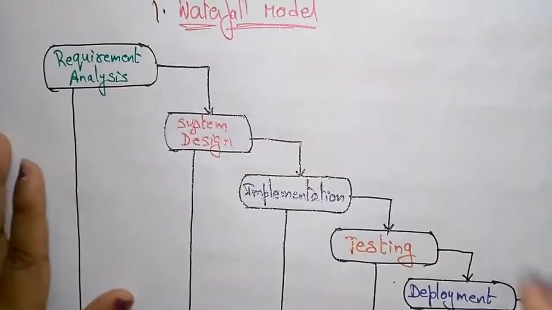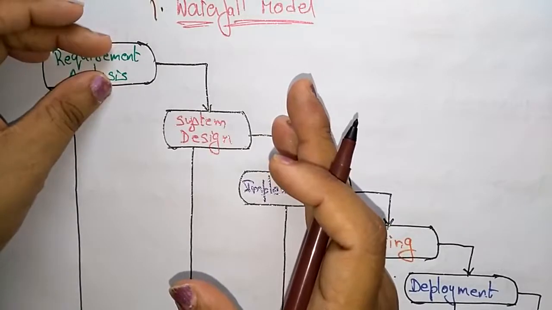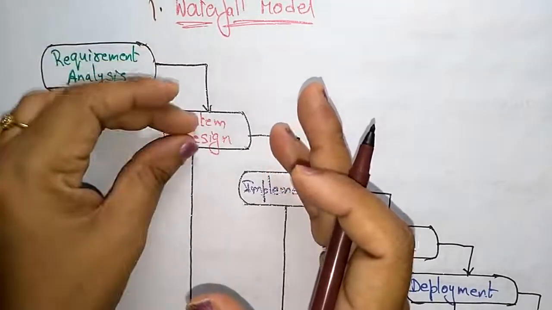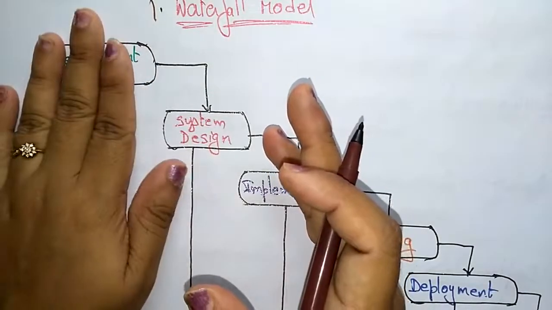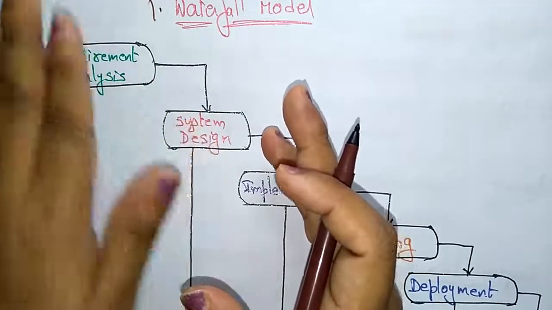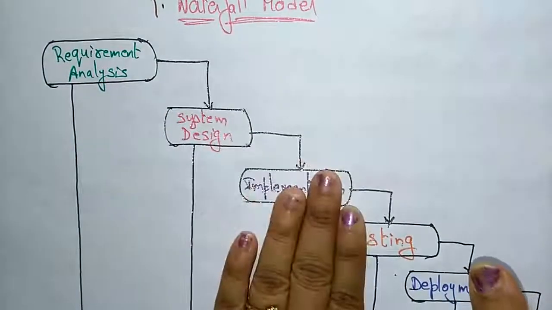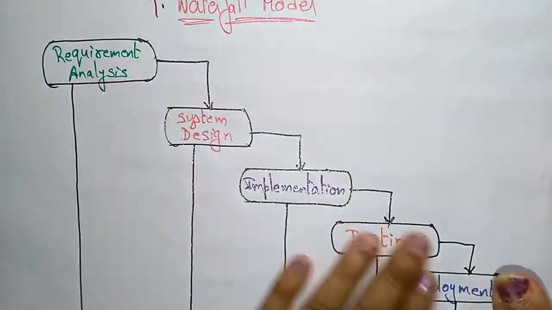One thing you have to remember is that if one phase is completed, then only you go for the next phase. Without the completion of the previous phase, you are not supposed to go for the next phase. Once it is frozen, you go for the next phase. We have to follow it like this.